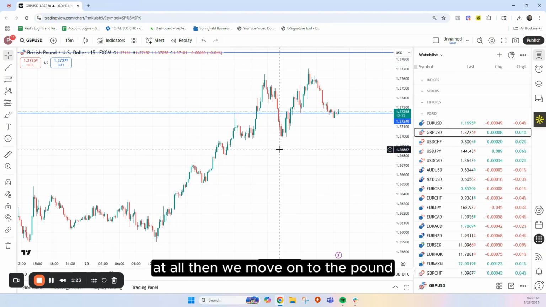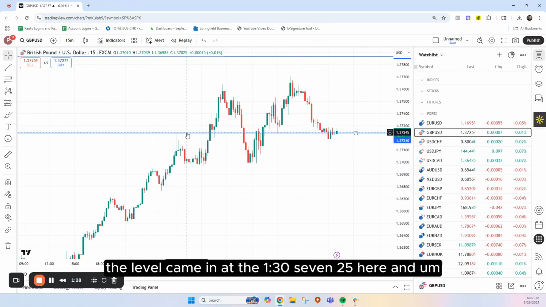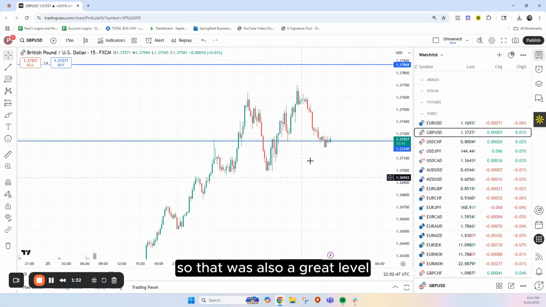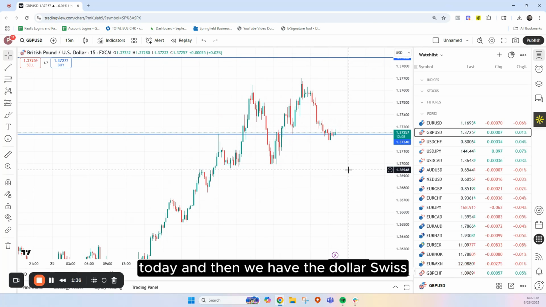Then we move on to the pound. Pound was something very similar. The level came in at the 137.25 here, and just ticked it and moved away. So that was also a great level. We didn't reach the second standard deviation today.